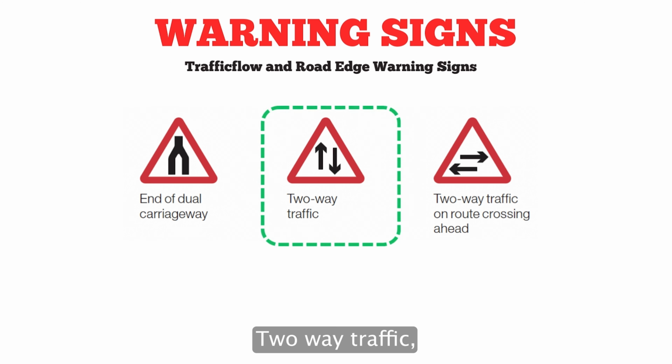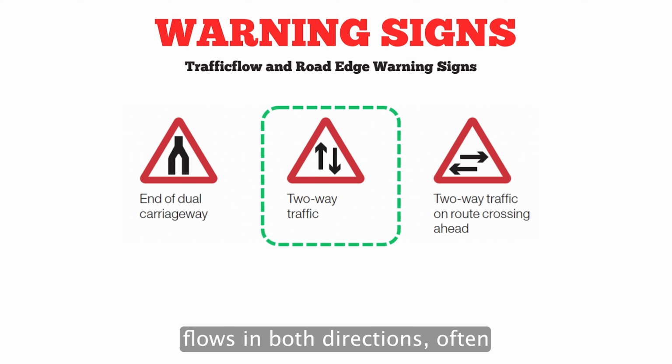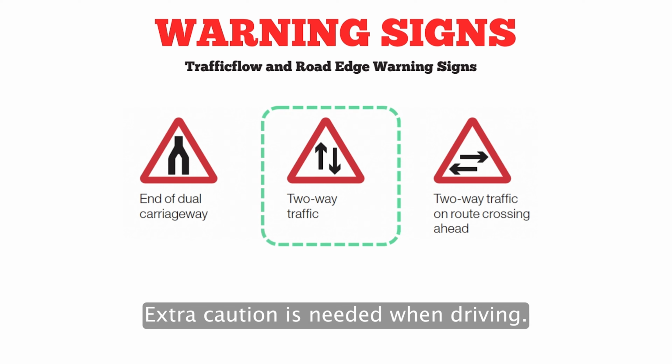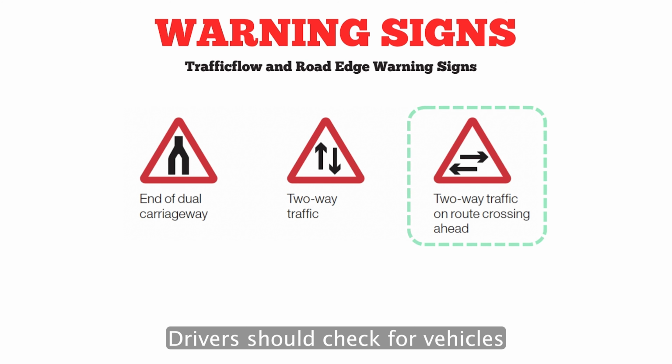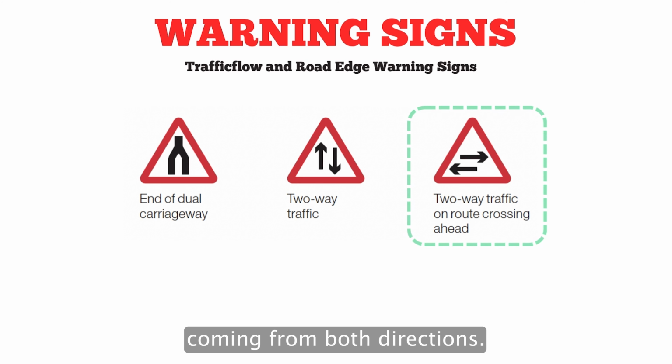Two-way traffic warns that traffic now flows in both directions, often after a section of one-way road or a dual carriageway. Extra caution is needed when driving. Two-way traffic on route crossing ahead indicates that an upcoming junction leads to a road with two-way traffic. Drivers should check for vehicles coming from both directions.